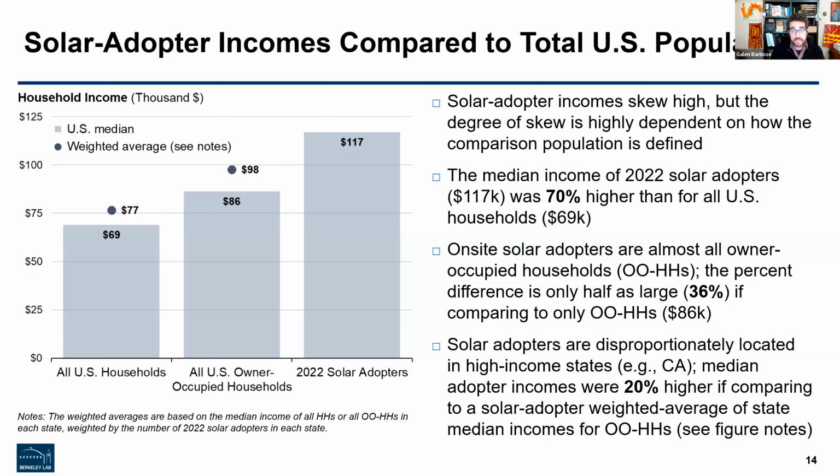Now, the other dynamic at play is that the US solar market is heavily concentrated in relatively high income states. In part, that's because those are also the states that happen to, at least historically, have had the most supportive solar policies. And so once we control for that, the gap shrinks further. In that case, we're looking at about a 20% difference between the median income of owner-occupied households and the median income of solar adopters when comparing on a within-state basis.